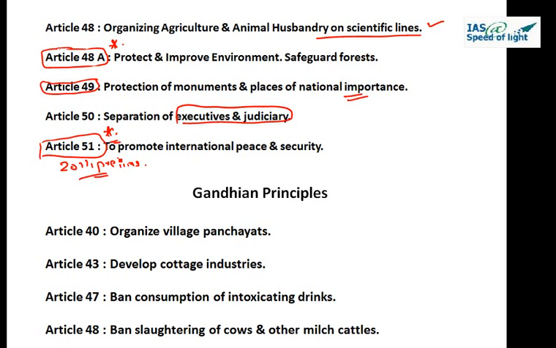Coming to the third classification of directive principles of state policy, the Gandhian principles. Article 40 says the organization of village panchayats, and we have seen village panchayats have been made constitutional, along with the municipalities. Article 43 talks about the development of cottage industries. Article 47 talks about the prohibition of the consumption of intoxicating drinks. Article 48, the same article that talks about organizing agriculture and animal husbandry on scientific lines, also talks about banning the slaughter of cows and other milch cattle. So these are all Gandhian principles.